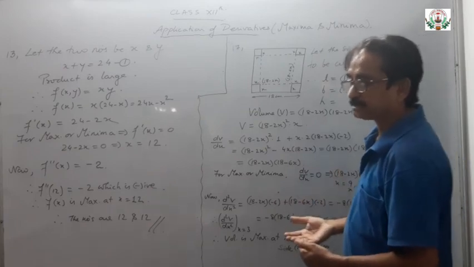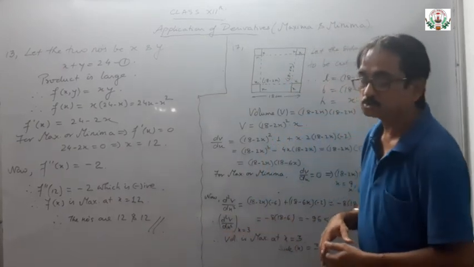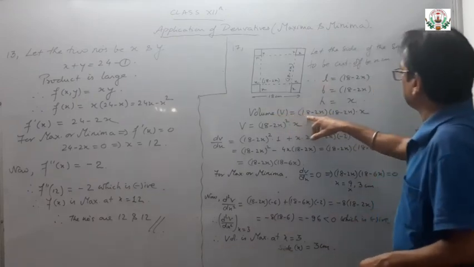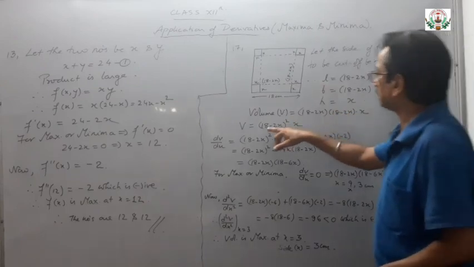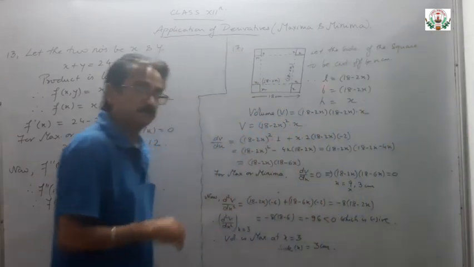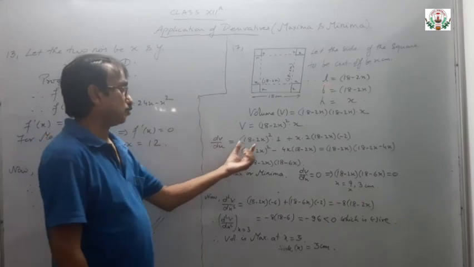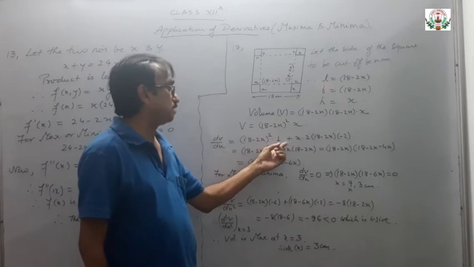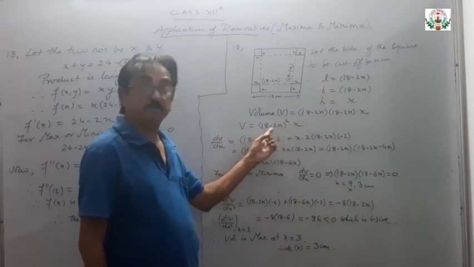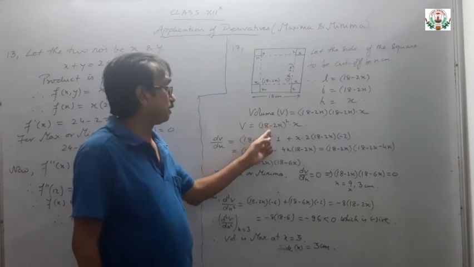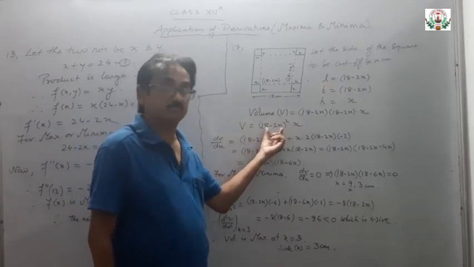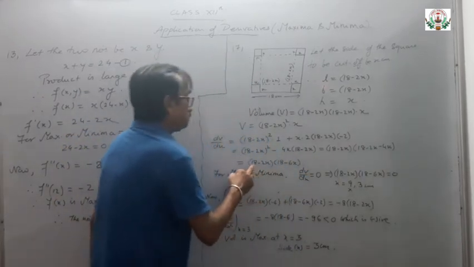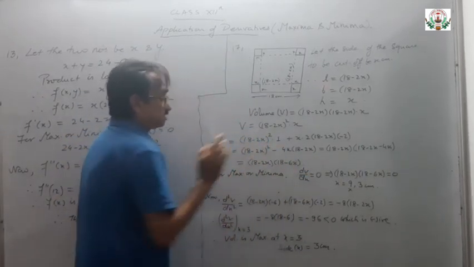So length and breadth are equal, but height is not equal, so it will be forming a cuboid. Now the volume of the cuboid is given by length into breadth into height. It becomes (18 minus 2x) the whole square into x. So dv by dx, product of two functions u v: (18 minus 2x) the whole square into d by dx of x, plus x into d by dx of (18 minus 2x) the whole square, which is 2 into (18 minus 2x) into d by dx of (18 minus 2x), which will be minus 2. So after simplification I got (18 minus 2x) into (18 minus 6x).